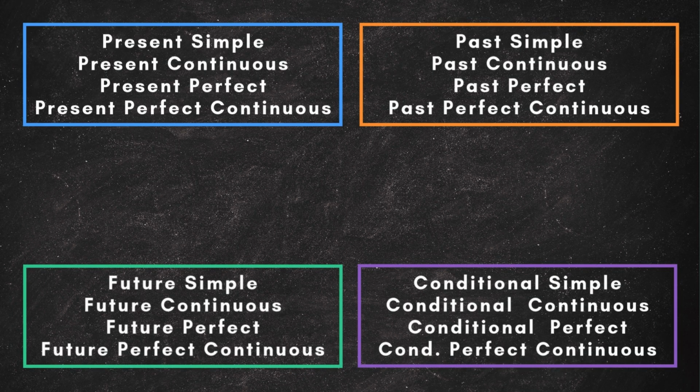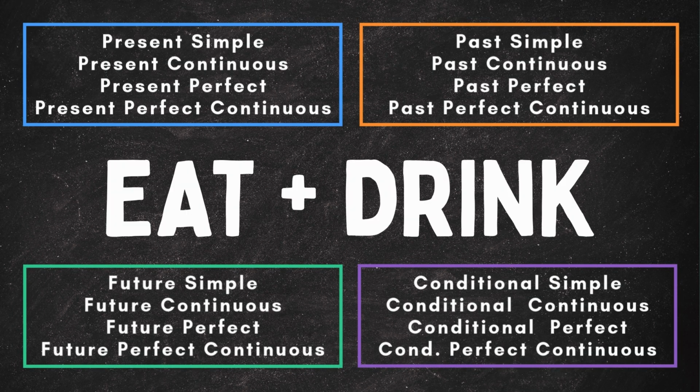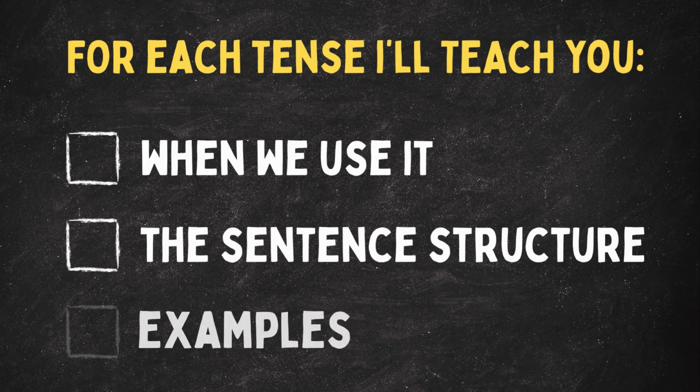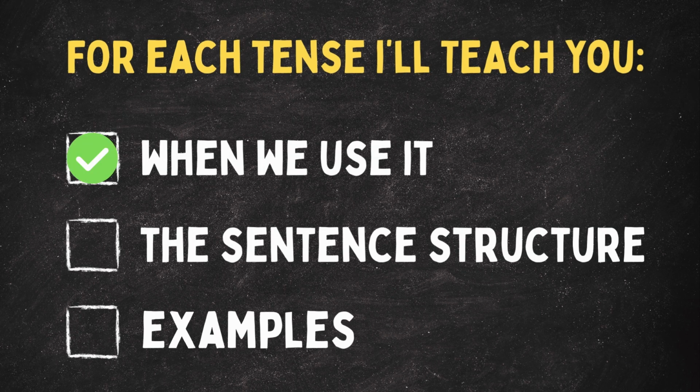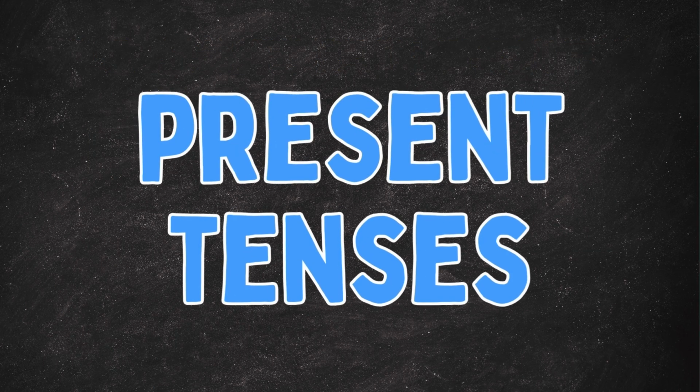Today we're learning all 16 English tenses for the verbs eat and drink. Don't worry, we'll go step by step. For each tense, I'll teach you when we use it, the sentence structure, and simple examples for each verb. Ready? Let's dive in. First, the present tenses.